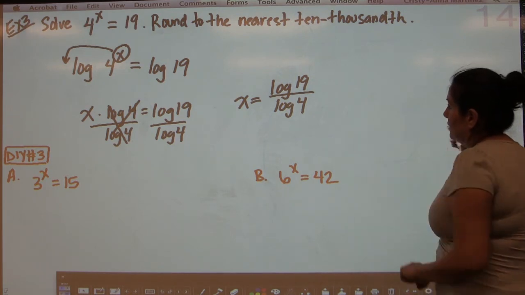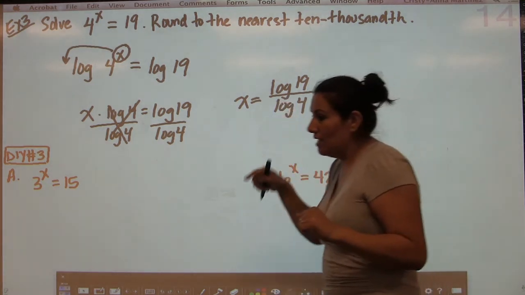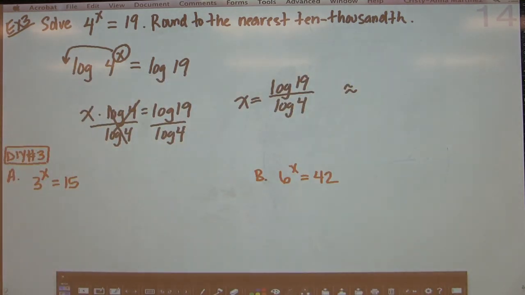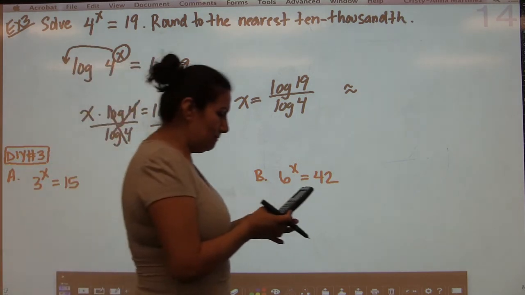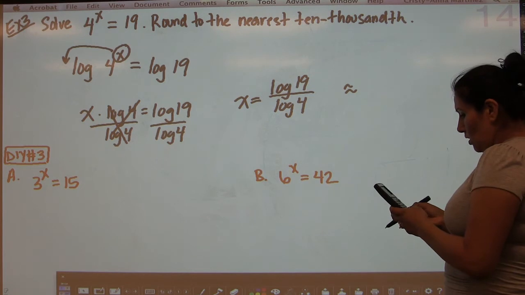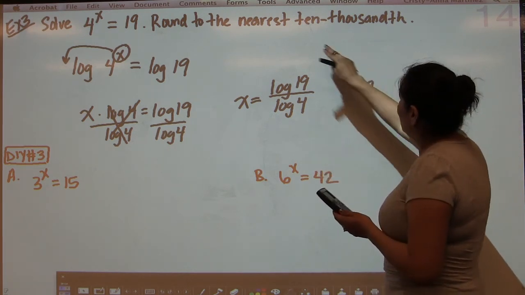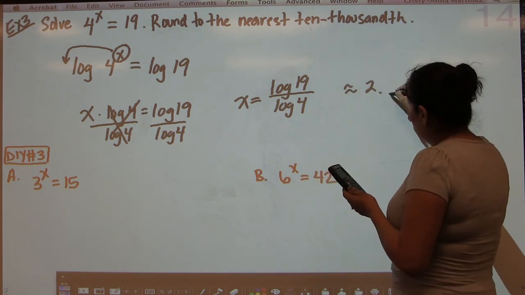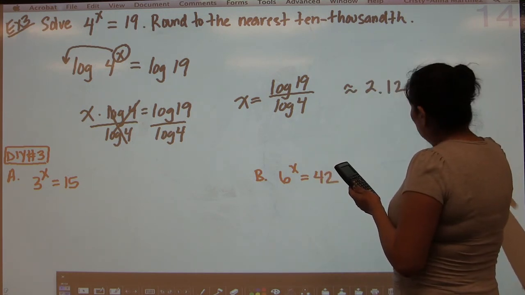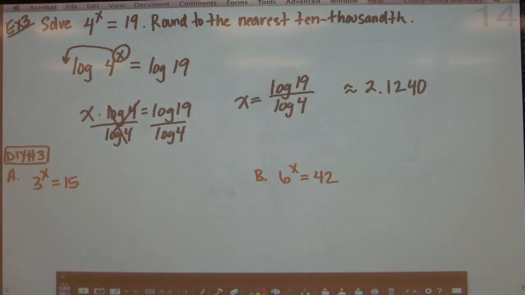So this is our exact answer, but because they don't have a base, we assume it's base 10, and you can put that in your calculator. So we're going to go log of 19, close parentheses, and then divide by the log of 4, close parentheses, and we get approximately, again it wants the nearest 10,000, 2.1240 if I round to the nearest 10,000. 2.1240. Alrighty, so now you can do the exact same process for do-it-yourself number 3, A and B.